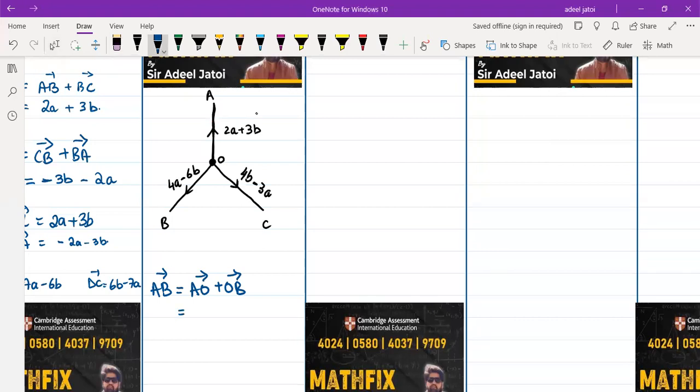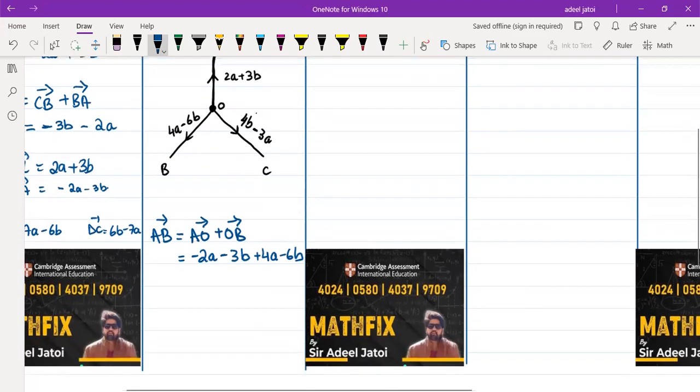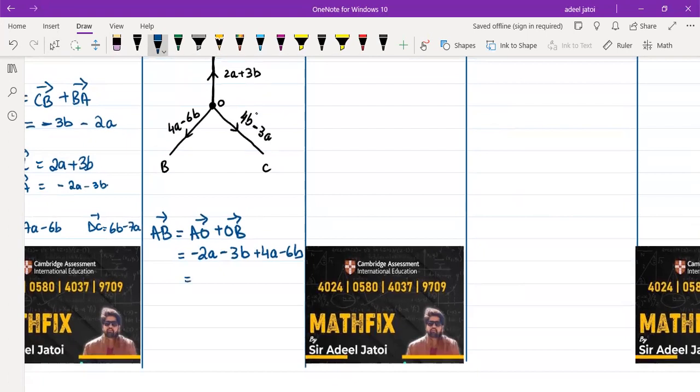So how are we going to write this? Positive 2A will become negative 2A. Positive 3B will become negative 3B. Positive 4A, negative 6B. Which means negative 2A positive becomes 2A, and this becomes negative 9B.